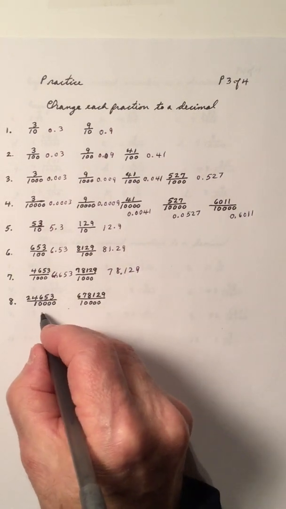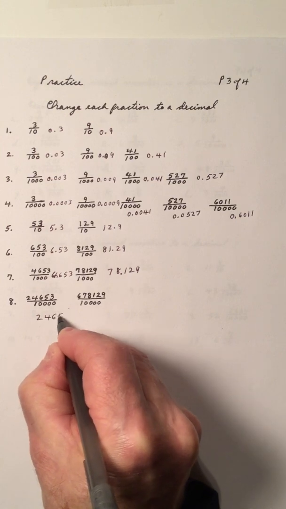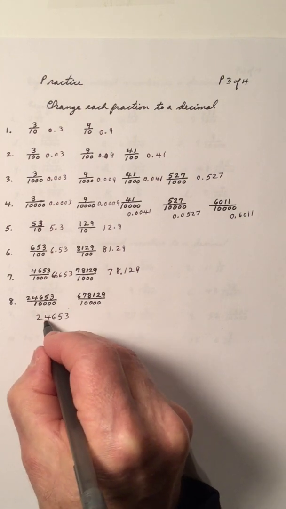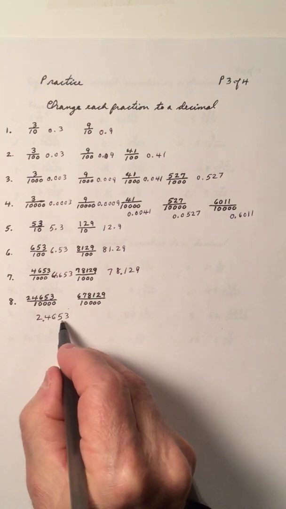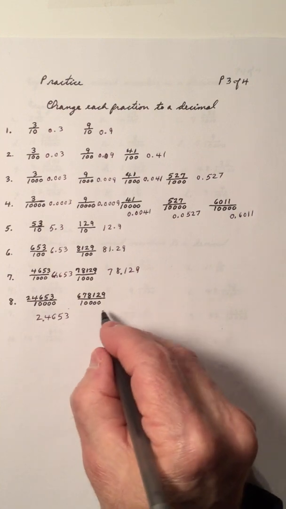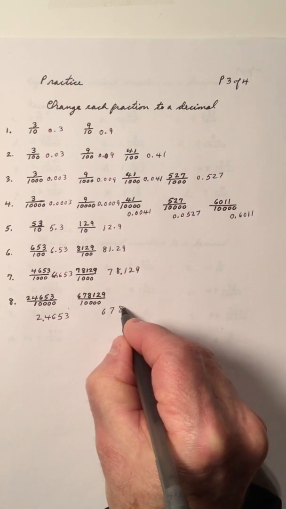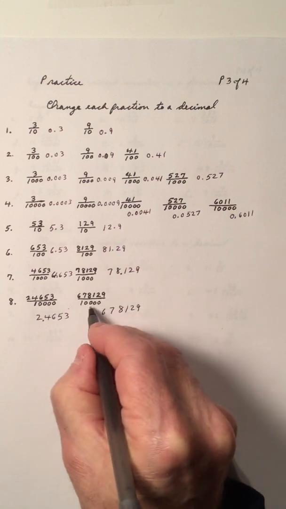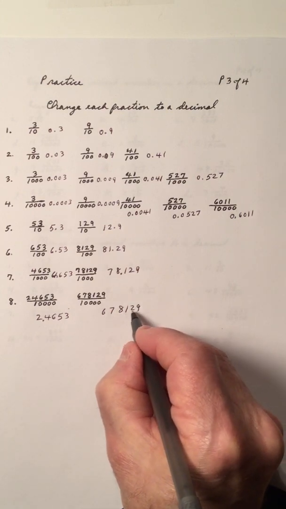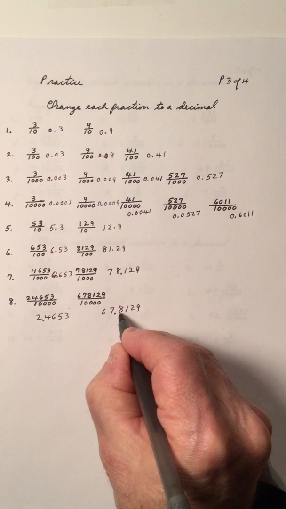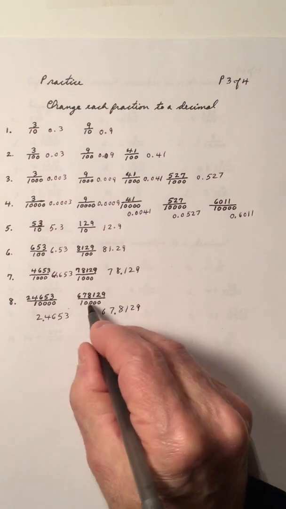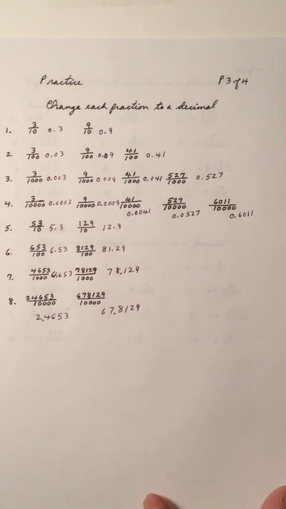Ten thousandths is the fourth place, so it's 2.4653. So it has to go between the 2 and the 4 to have the 3 in the fourth place. 6.78129, the fourth place, 9, so it has to be between the 7 and the 8. So the 9 is in the fourth place, which is the ten thousandths.